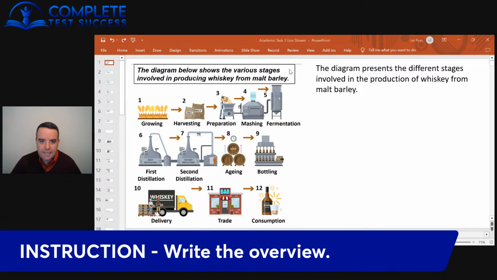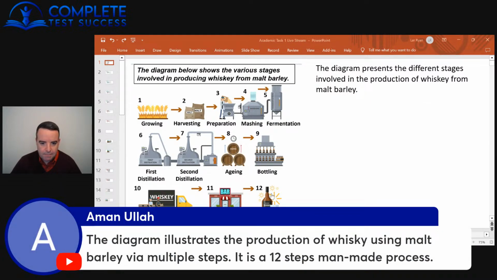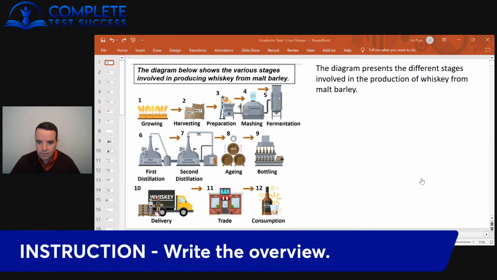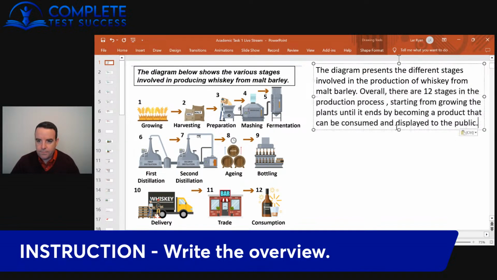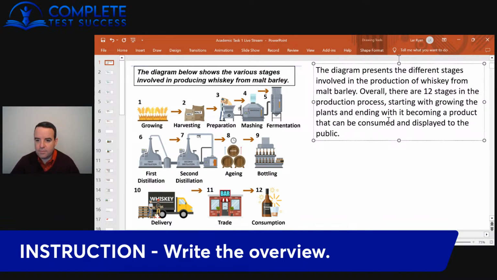And earlier on, Amin said, use the term man-made. So if we see earlier on, man-made was written here. So I'm going to add that to Strawberry's overview as well. Okay. So let me add this in here. Overall, there are 12 stages in the production process, starting with growing the plants and ending with it becoming a product that can be consumed, and that's enough.